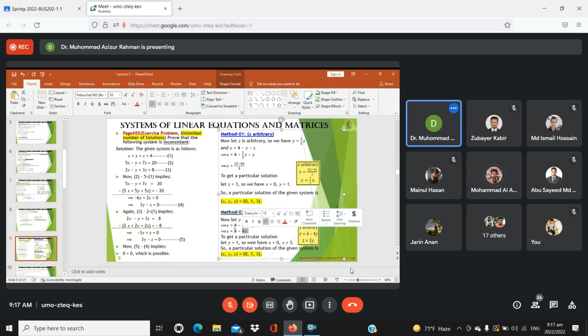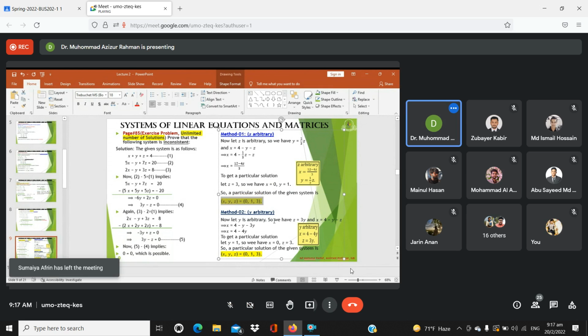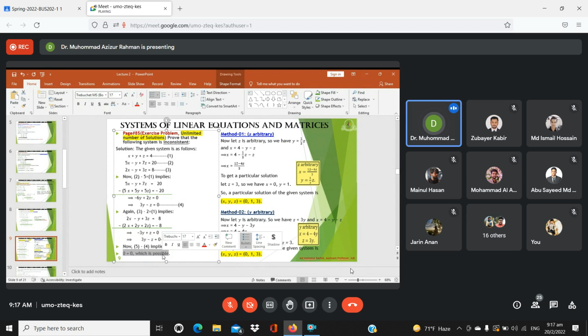So it doesn't matter. You can take any value. Not necessarily you have to take only these values. Then using that value, you can find the values of the other variables, and that is your solution. Once you see that 0 equals 0, there are multiple possible solutions available. In this case, you can choose any value, doesn't matter. By this way, we can solve the problem.